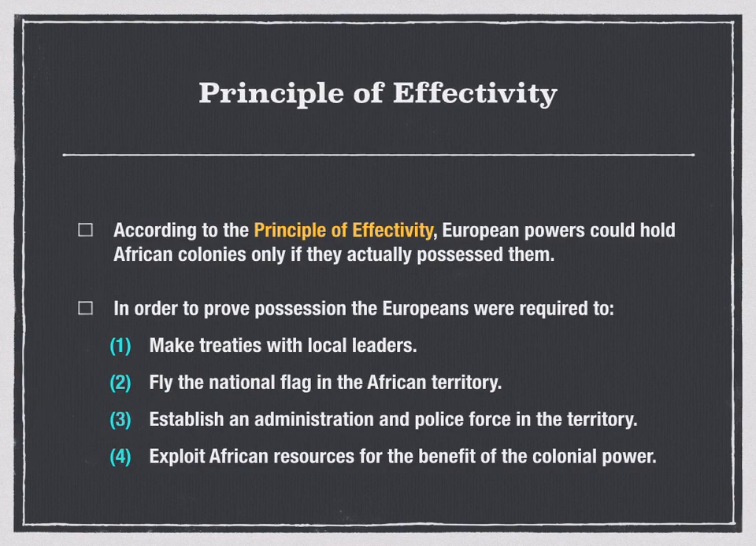Principle of effectivity. According to this principle of effectivity, European powers could hold African colonies only if they actually possessed them. So they had to prove that they possessed them to the other European nations. And to prove that, they had to, 1, make treaties with local leaders, 2, fly the national flag in the African territory, 3, establish an administration and police force in the territory, and 4, exploit African resources for the benefit of the colonial power.